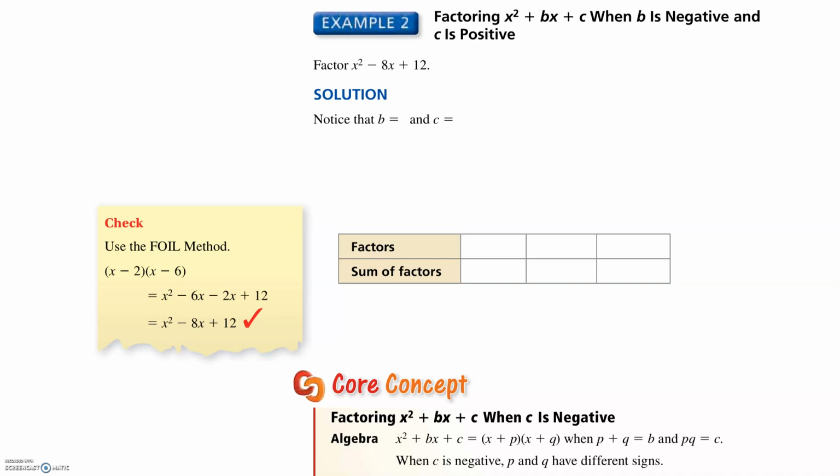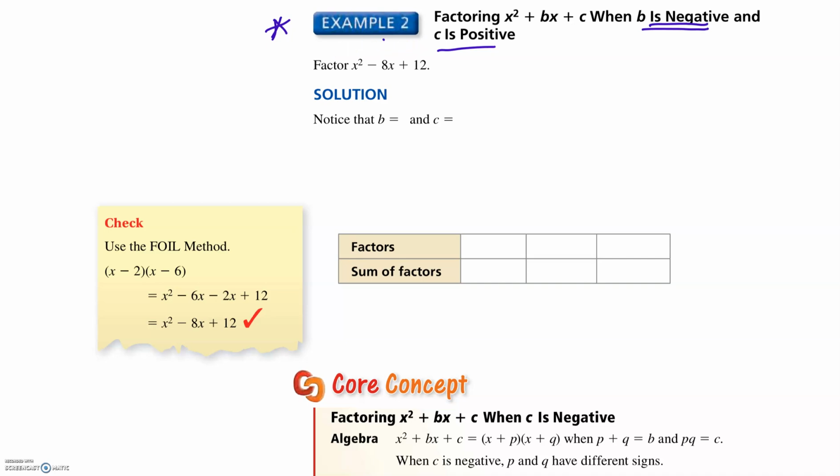All right, in our next example, example 2 right here, we're going to look at what happens when b is negative and c is positive. So here's our ax squared plus bx plus c. A is 1. We're only working with a equals 1 today. And b is negative 8, so b is negative. And c is positive 12. So if b is negative and c is positive, what do we do?